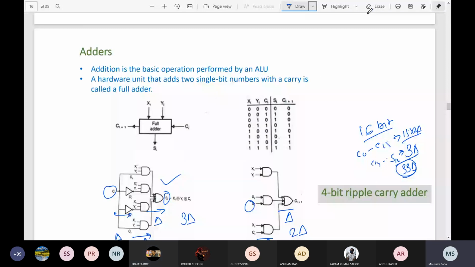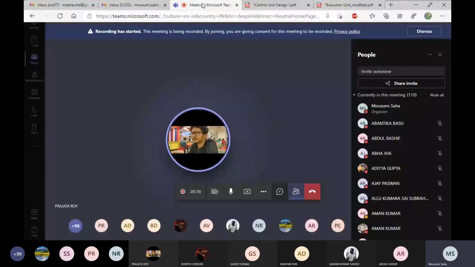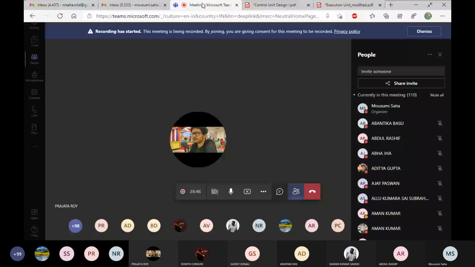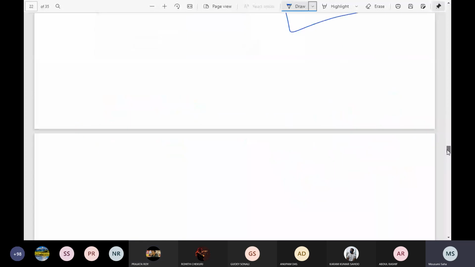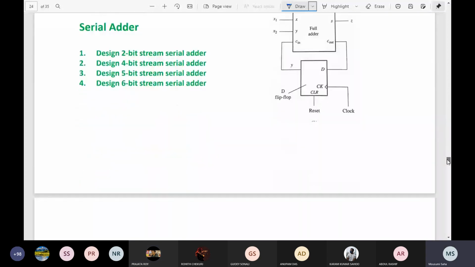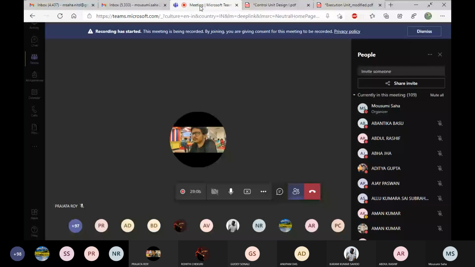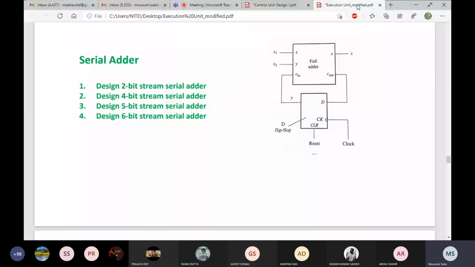If you have any doubts, please tell me with the help of WhatsApp, or you can write the mail, because you have exam. Today I would like to stop here. Sorry, I have given many other assignments to you. Please complete them. See this, you have done this part, the serial adder, which you have to design in a different way.